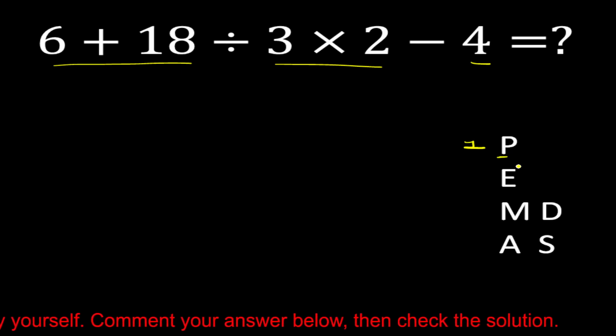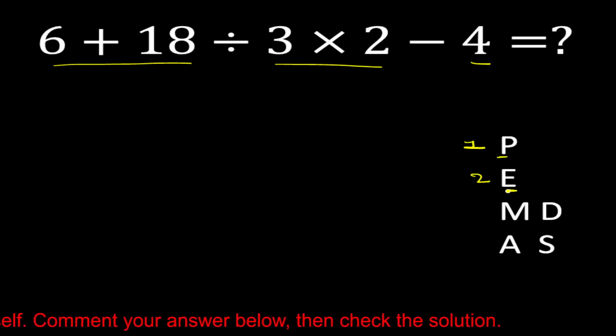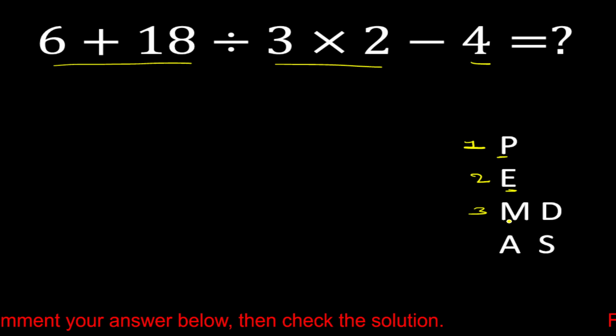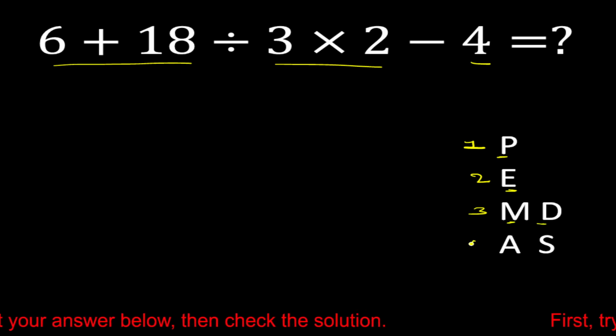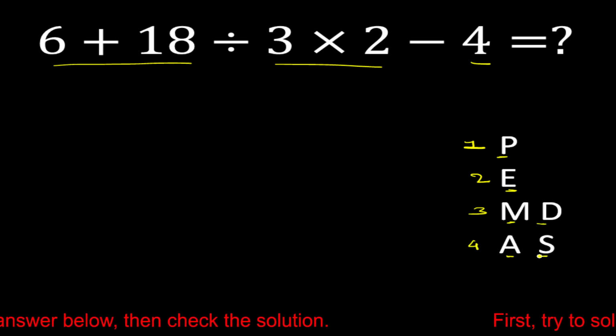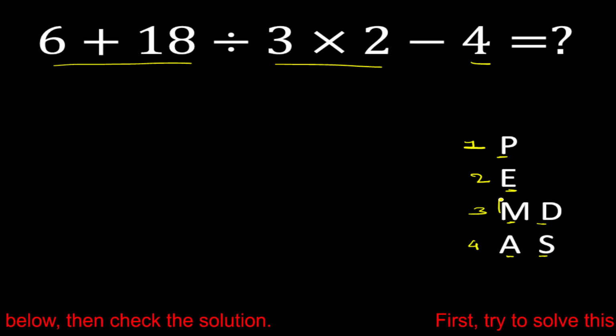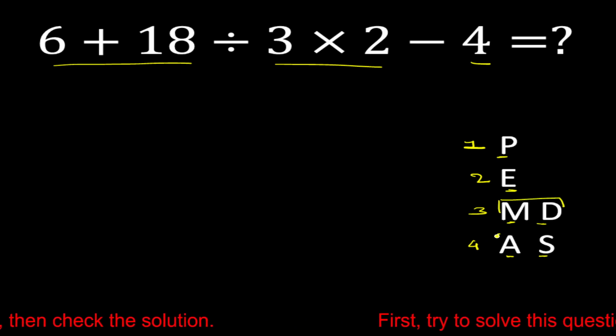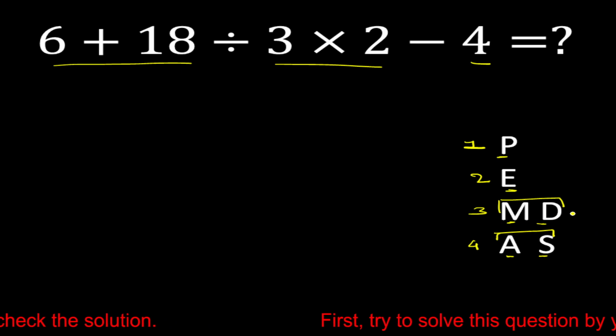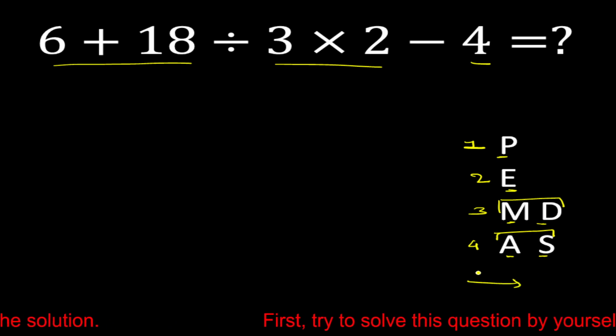First priority is parentheses, second priority is exponents, third priority is multiplication and division, fourth and last priority is addition and subtraction. Here multiplication and division both have equal priority, and here addition and subtraction also both have equal priority, so we have to solve it from left to right.